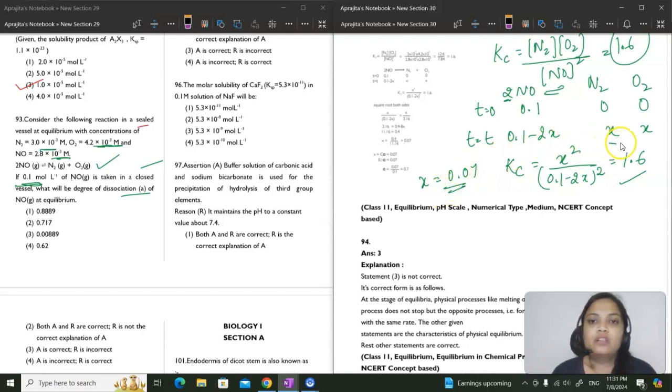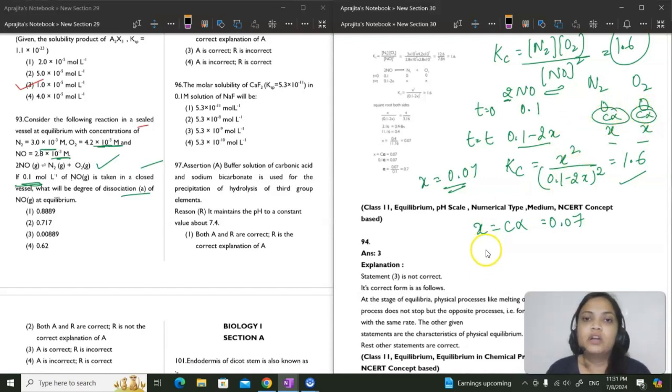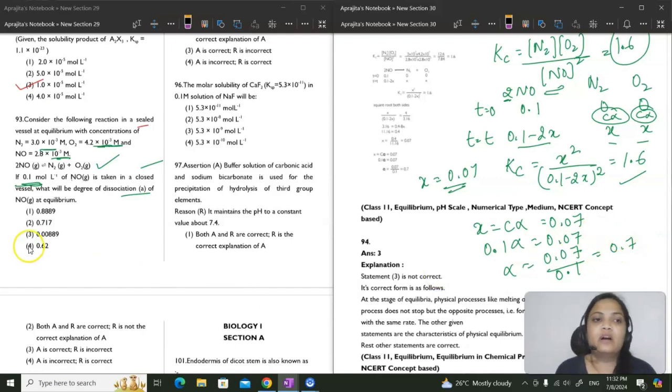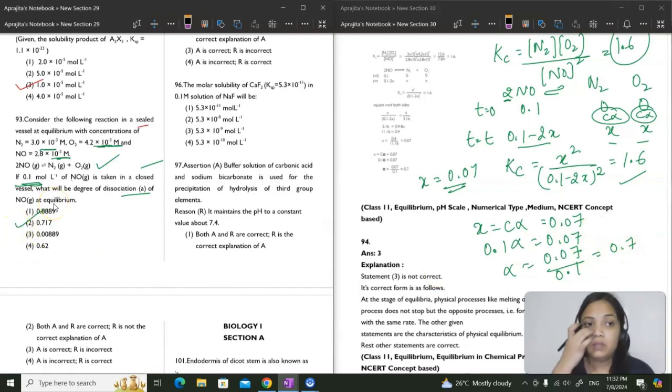Now that you have got the value of x, you know that x is equal to C alpha, which is 0.07, because this is how we take C alpha, the concentration. So from here, 0.1 into alpha is 0.07. So the value of alpha will be 0.07 upon 0.1. So it will come out to be 0.717. So the answer is option number 2. Okay.